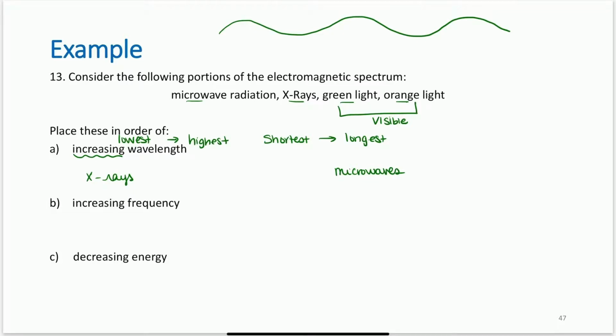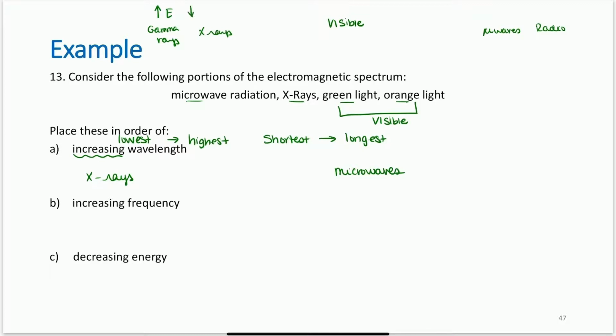So what I mean by that is if you think about the electromagnetic spectrum, we've got radio waves, microwaves, X-rays, gamma rays. Somewhere in the middle here, we've got the visible region. This is an increase in energy over here and a decrease in wavelength. This is a decrease in energy, increase in wavelength.